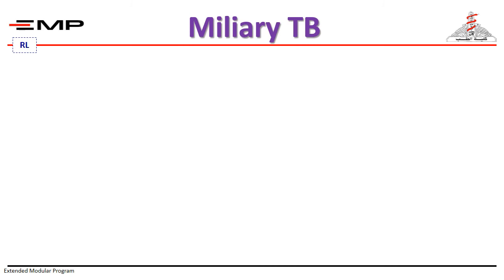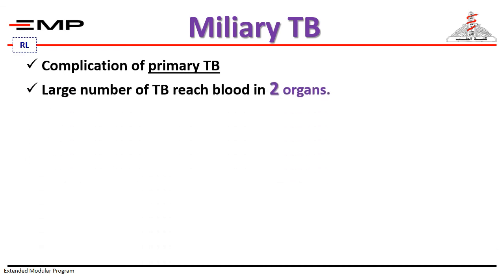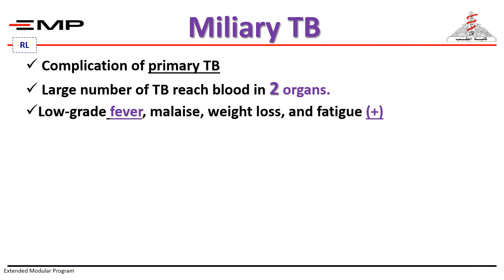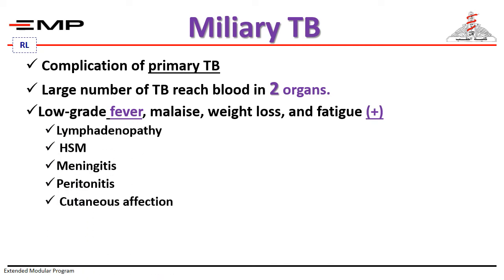What about miliary TB? It is a complication of primary tuberculosis. Miliary TB is a term used when a large number of tubercle bacilli reach the blood in 2 or more organs. If more than 2 organs are affected, it is called miliary TB. The patient will have low-grade fever, malaise, weight loss, and fatigue, plus one of the following: lymphadenopathy, hepatosplenomegaly, meningitis, peritonitis, or cutaneous affection according to the site of TB reached.